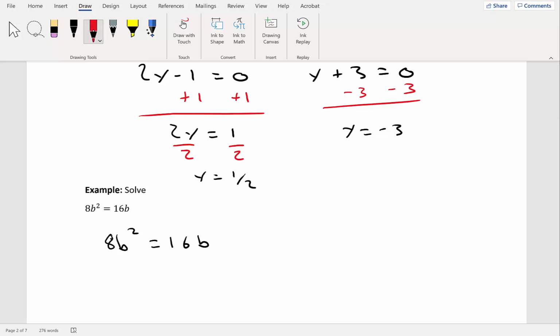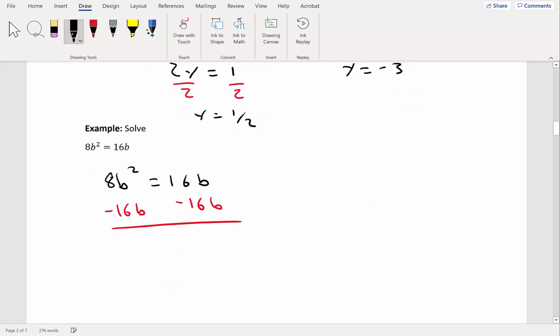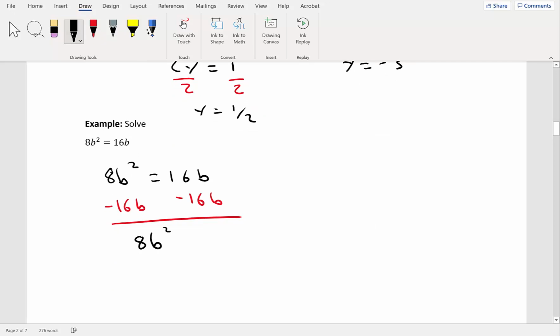Let's get this into standard form. So subtract 16b from both sides. So we get one side equal to 0. So we have 8b squared minus 16b is equal to 0.